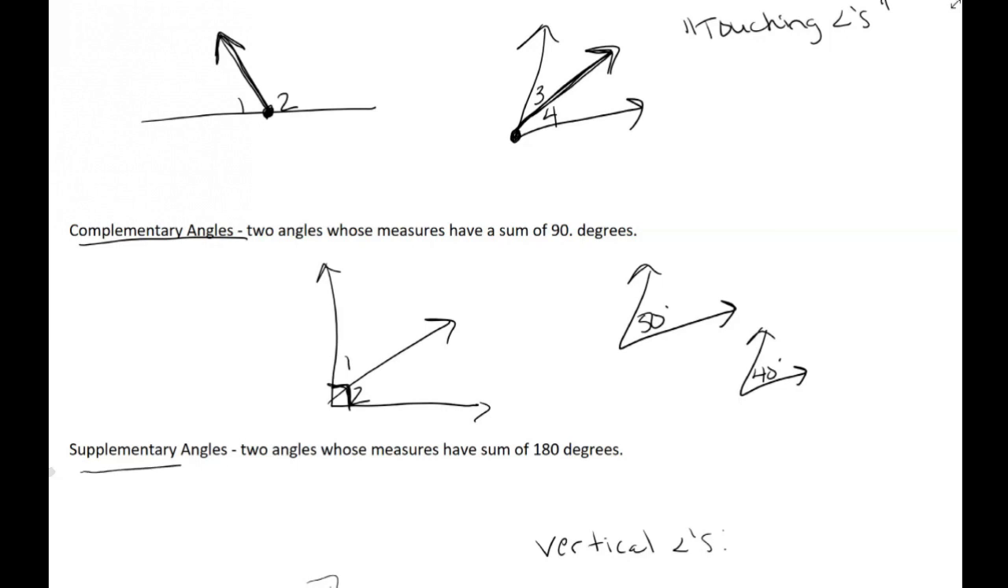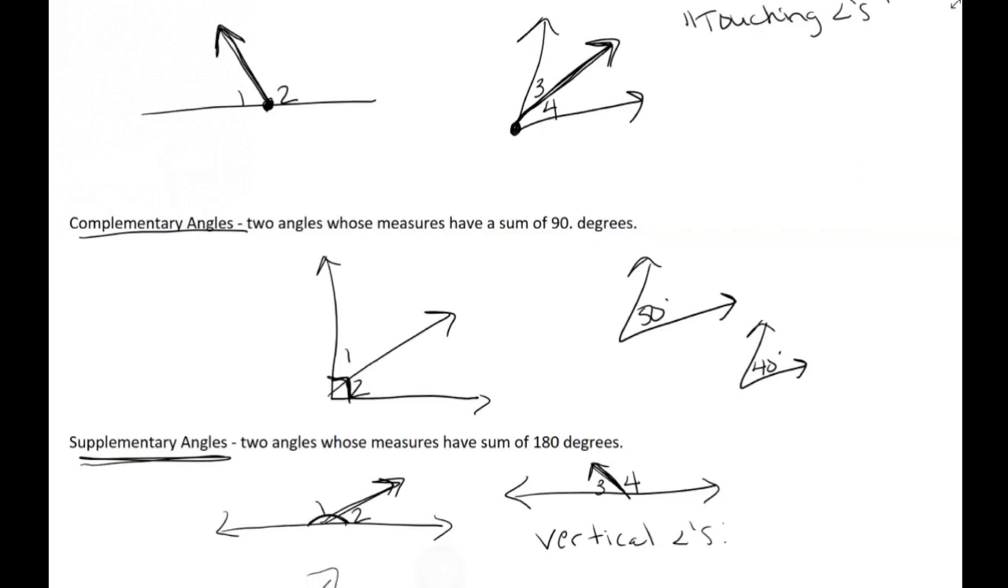And then finally, supplementary angles. Supplementary angles add to 180. It would be good for you, if you don't know this, to know that 180 degrees is always a straight line. So if they add to a straight line, then they're supplementary. And they can go the other way too if you want. We'll do 3 and 4. So angles 3 and 4 are supplementary. Angles 1 and 2 are supplementary.